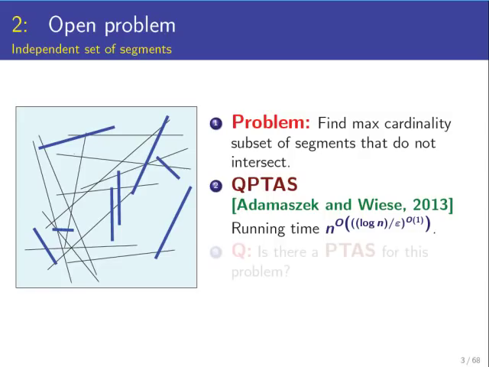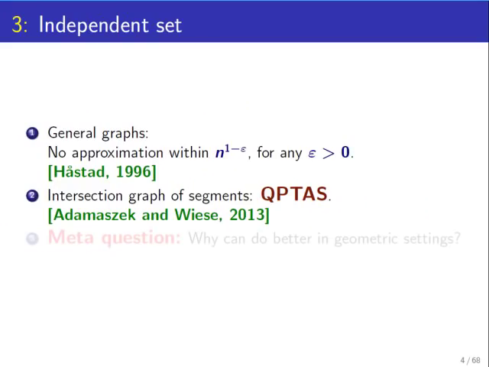Namely, we have an algorithm that, for a fixed epsilon, provides us with a 1 minus epsilon approximation of the optimal solution, and the running time is n to a polynomial in log n and 1 over epsilon. So the open question, of course, is can we get a PTAS? Namely, for a fixed epsilon approximation parameter, can we get a running time which is a polynomial?